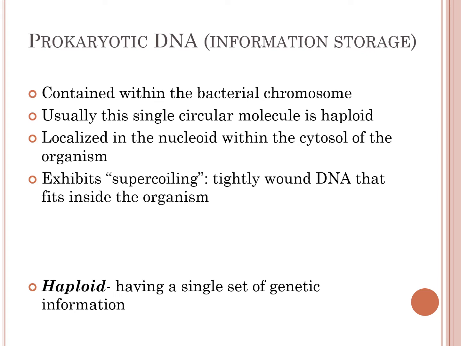And then there is a term down there at the bottom called haploid, and it basically means having a single set of genetic information. It's not a pair. Like in humans, we have 23 pairs of chromosomes, but in a haploid situation, there's only one set.